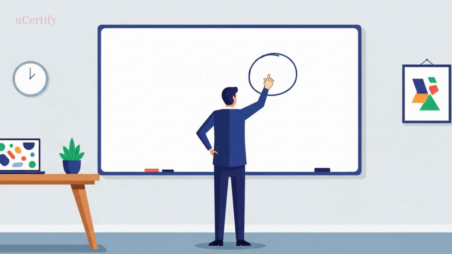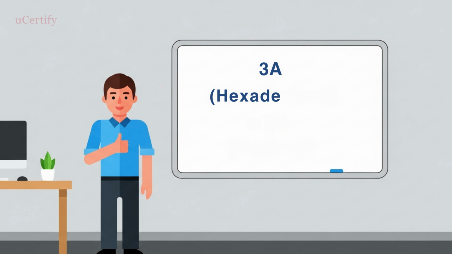Easy peasy. Add the results, 48 plus 10, to get the hexadecimal number's decimal equivalent, 58. So the hexadecimal number 3A is the same as the decimal number 58.